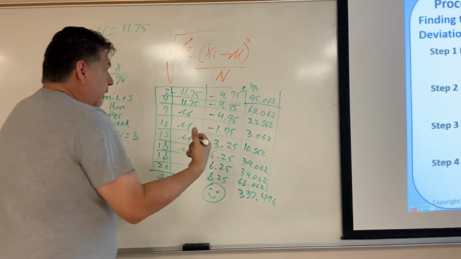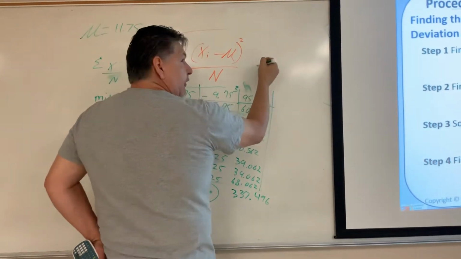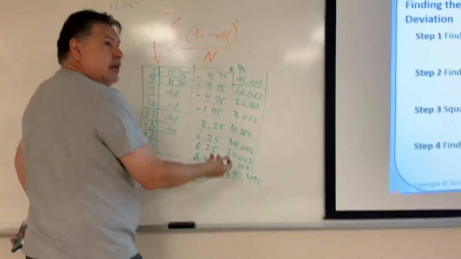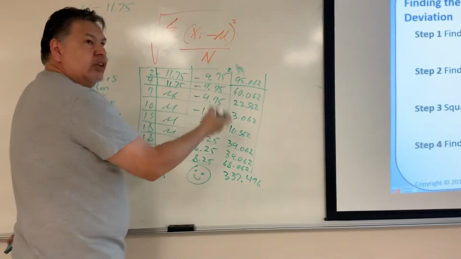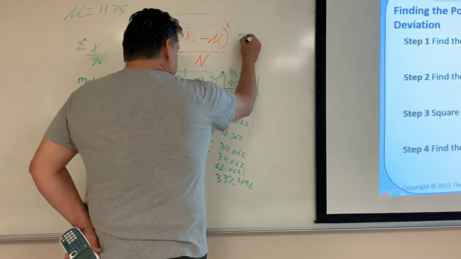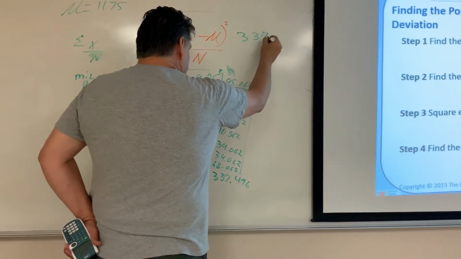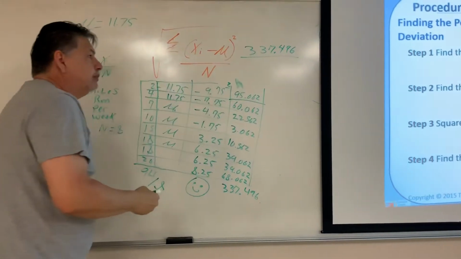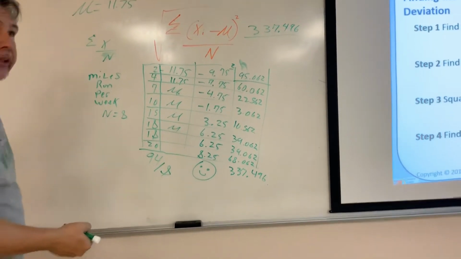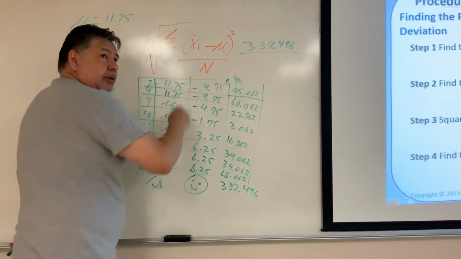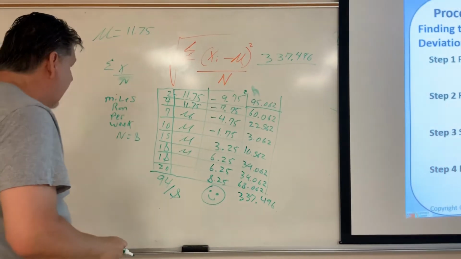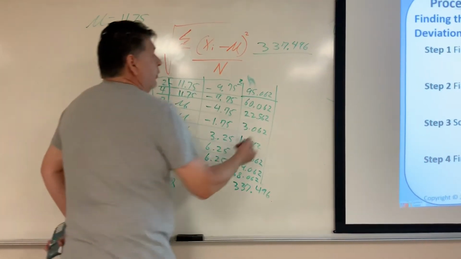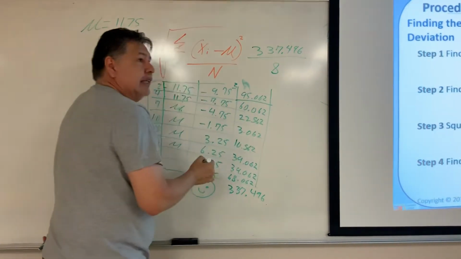Good deal. I've gotten a lot done so far. So my numerator for this particular formula is the sum of my deviation squared scores, or the sum of squares. So I've got 337.496. That is my numerator. Now my denominator is pretty darn easy to find because it's the number of observations I have. I have 8 runners who reported their mileage for the week. So 8 is going to be my denominator.